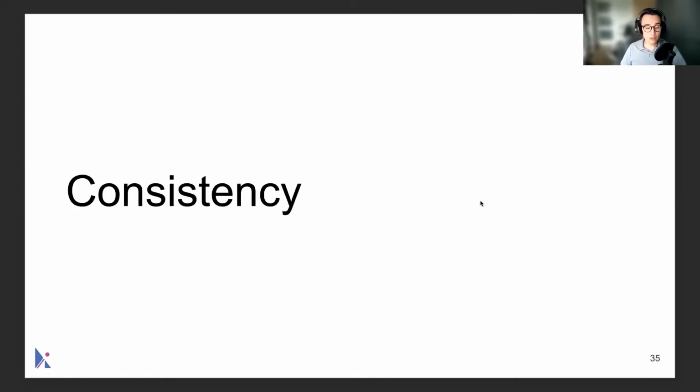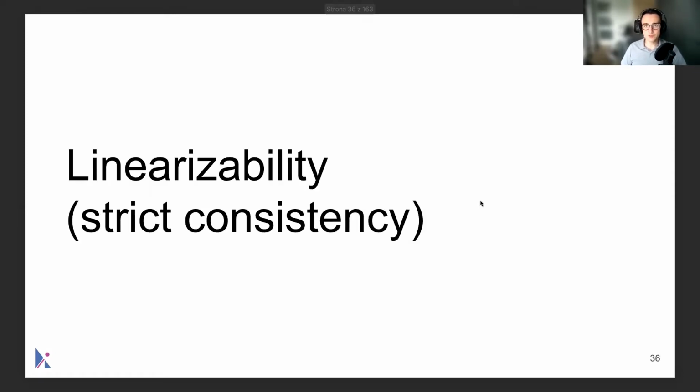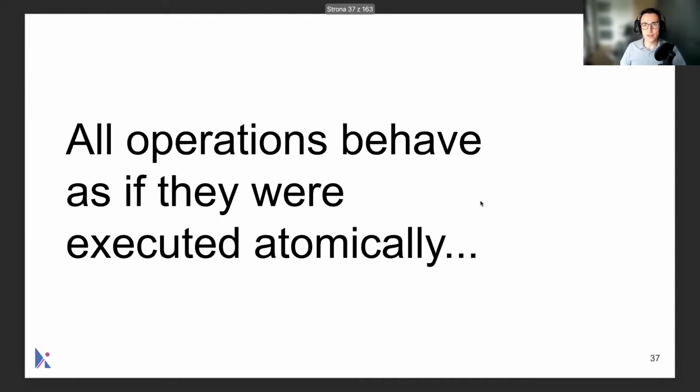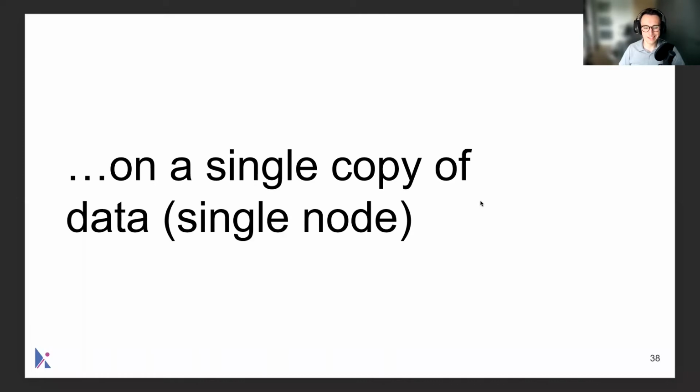So let's jump to the last property, which is consistency. And in terms of consistency, for CAP theorem, it is defined as linearizability, also known as strict consistency. And what does it mean? Well, in a linearizable system, all operations behave as if they were executed atomically on a single copy of the data. So in other words, our distributed system should act as a non-distributed one. So like everything is happening on a single node.